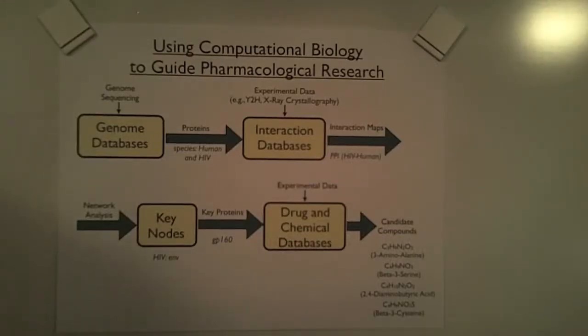In conclusion, my project outlines a process for using computational biology to guide pharmacological research. Consult genome databases to find proteins from species of interest. Consult interaction databases to construct protein-to-protein interaction maps. Use network analysis techniques to determine key nodes in proteins. And use drug and chemical databases to find candidate compounds for pharmacological research that affect those proteins.